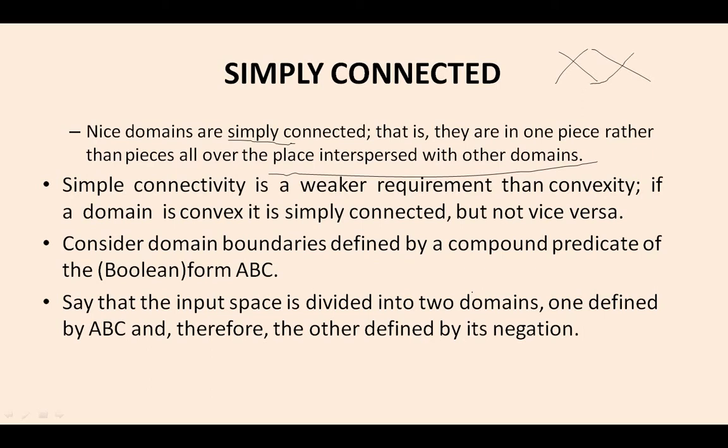Simple connectivity is a weaker requirement than convexity. So it is also one of the properties of convexity. All these are interrelated properties of the nice domains: simply connected, convexity and all these things. If a domain is convex, obviously it is simply connected. Now consider the domain boundaries defined by a compound predicate of Boolean form ABC, where the input space is divided into two domains: one domain by ABC, and the other domain defined by its negation. So the domain boundaries defined by the Boolean form ABC are completely connected, and simply connected.